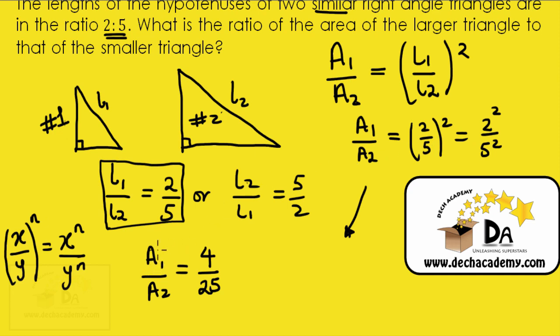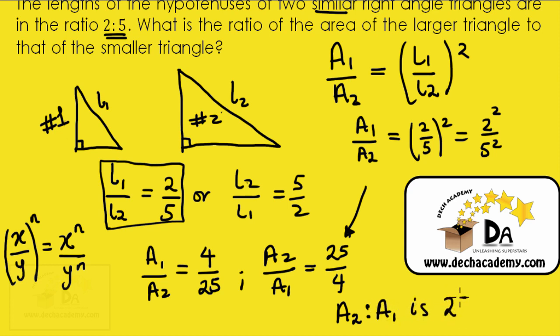So the ratio of the area of the smaller triangle to that of the larger triangle is 4 over 25. But we're asked for the ratio of the area of the larger triangle to that of the smaller triangle. So A2 over A1, which is simply 25 over 4. You just take the reciprocal of both sides of this equation, and this gives this. Therefore, the ratio of the area of the larger triangle to that of the smaller triangle is 25 to 4.